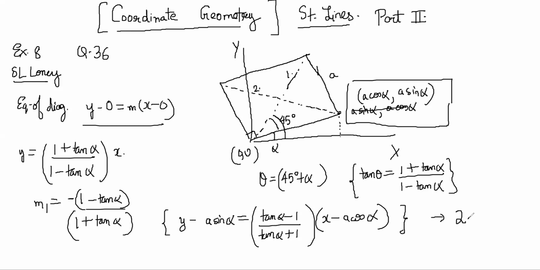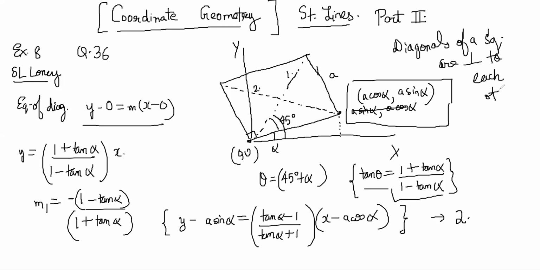So this is how you find the equation of the diagonals. What you do basically is you find out vertices, one vertex here and one vertex here. This was already known. Now you are finding the slopes. The angle was 45 plus alpha, so the slope would be tan of that. So tan of this is becoming this, right? And after that, you just write the equations. And the diagonals of a square are perpendicular to each other. Okay. Next.